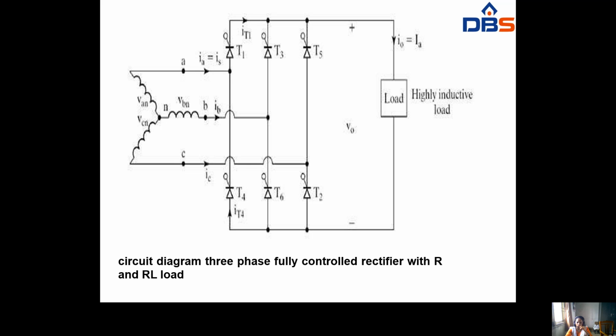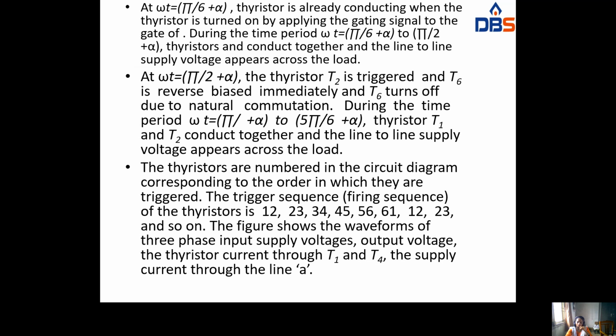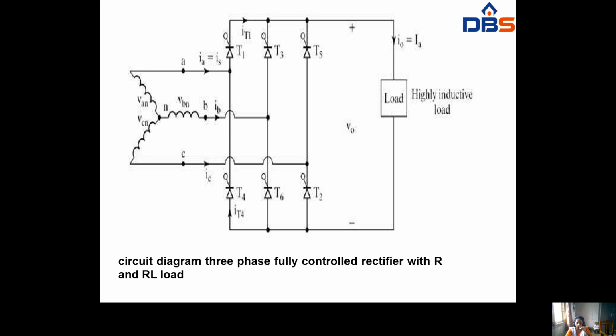Starting with T1, T2 will conduct, then T2, T3 will conduct, T3, T4 will conduct, T4, T5 will conduct, T5, T6 will conduct, and T6, T1 will conduct. So this is the circuit diagram, and we have to trigger every thyristor with a difference of 30 degrees.